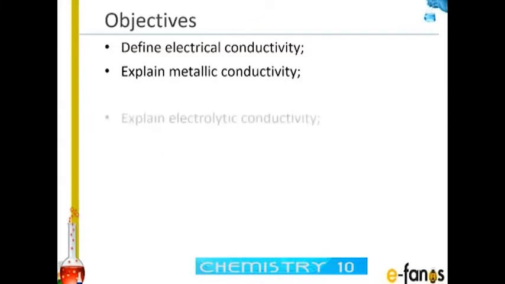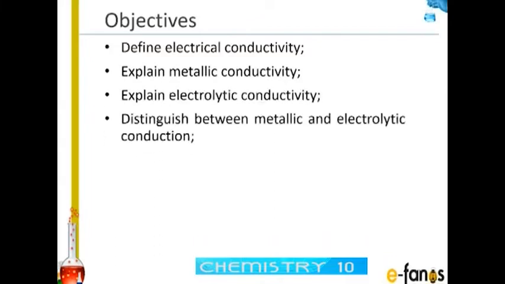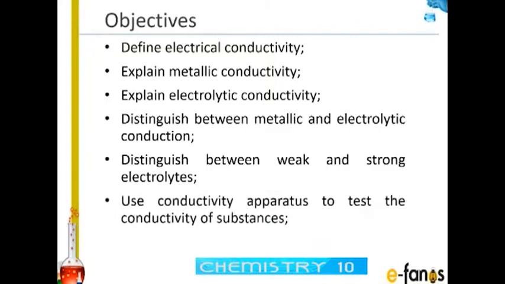Explain metallic conductivity, explain electrolytic conductivity, and distinguish between metallic and electrolytic conduction. Beyond this, you should be able to distinguish between weak and strong electrolytes, and be able to use a conductivity apparatus to test the conductivity of substances.